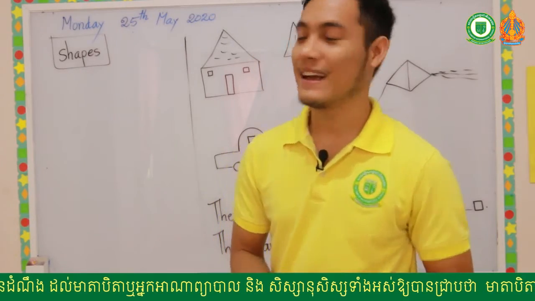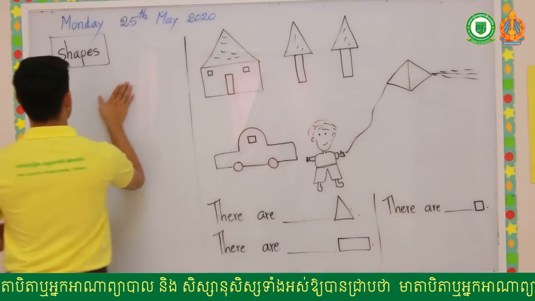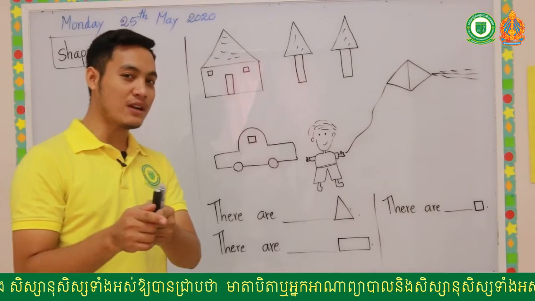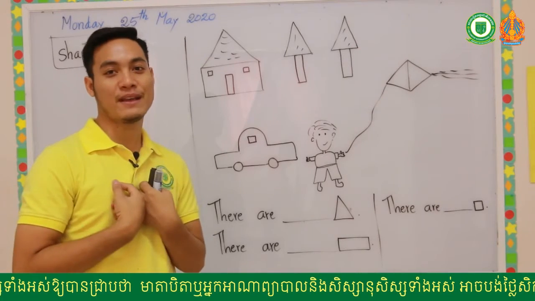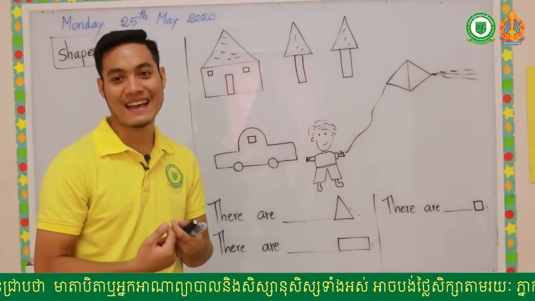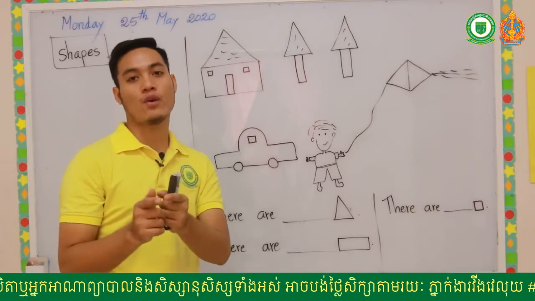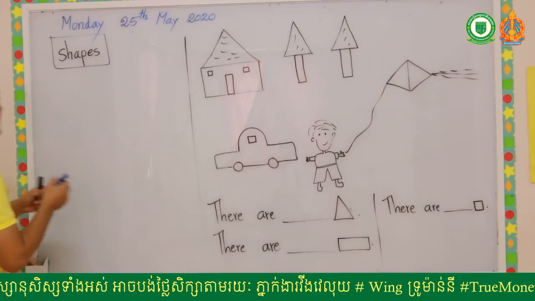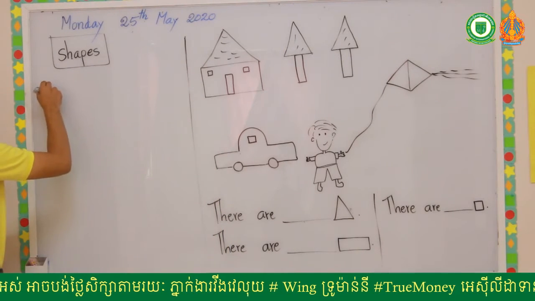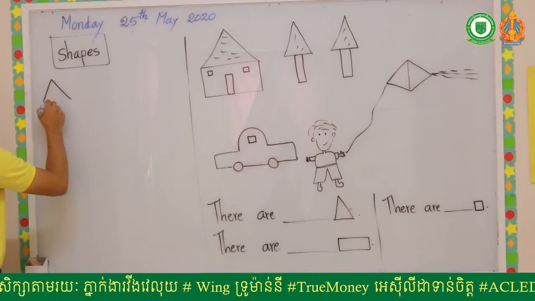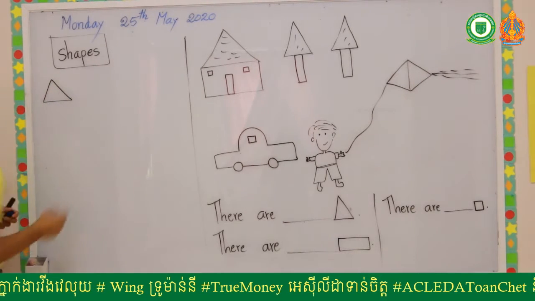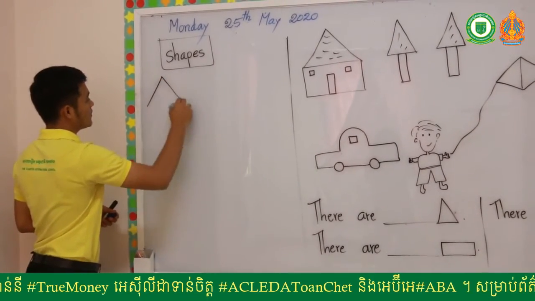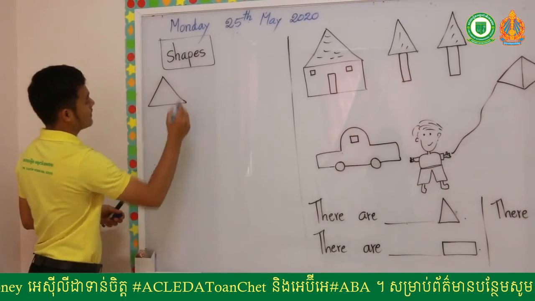So pay attention. After you have learned about shapes, when you see the picture, please quickly tell me what shape it is. I'm going to draw the picture, and you are the one who answers, okay? So here, I'm going to draw this picture. Students, what shape is this? Again, students, what shape is this?